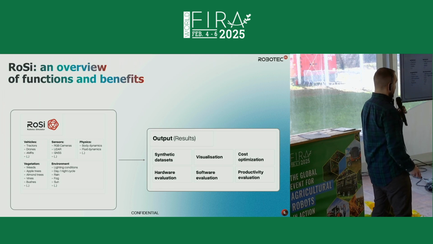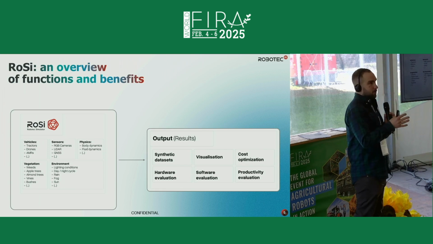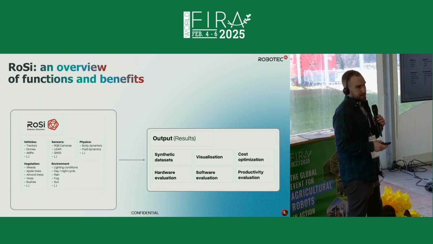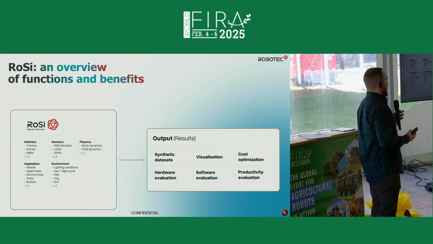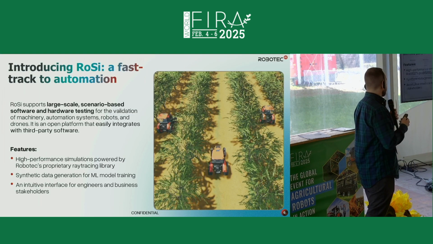And then as an output, you can either calculate metrics for your software, like average velocities, how well it follows the path, and so on. You can generate synthetic data sets, so all the data that we generate from the sensors are automatically labeled. And the big value that you get is, of course, evaluation of your software or hardware.